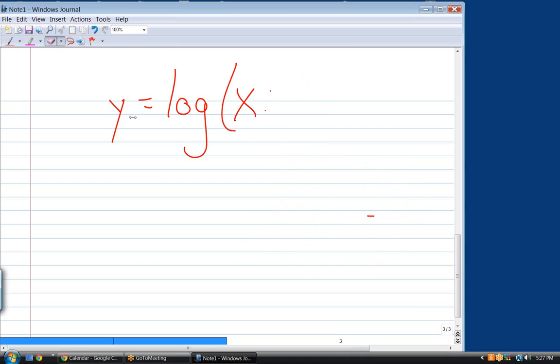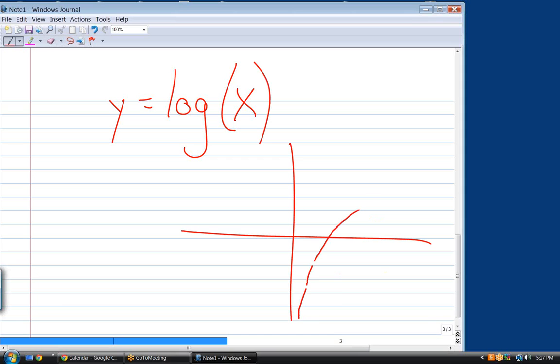Let's talk about range on that right there. This is what that graph looks like. You can see the domain x has to be greater than 0, right? It never goes to the left of the y-axis. What's the range? The range, any number greater than 0?